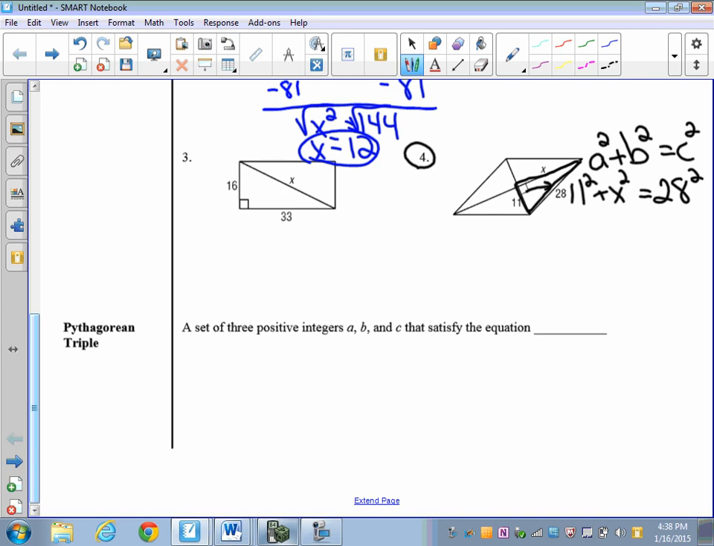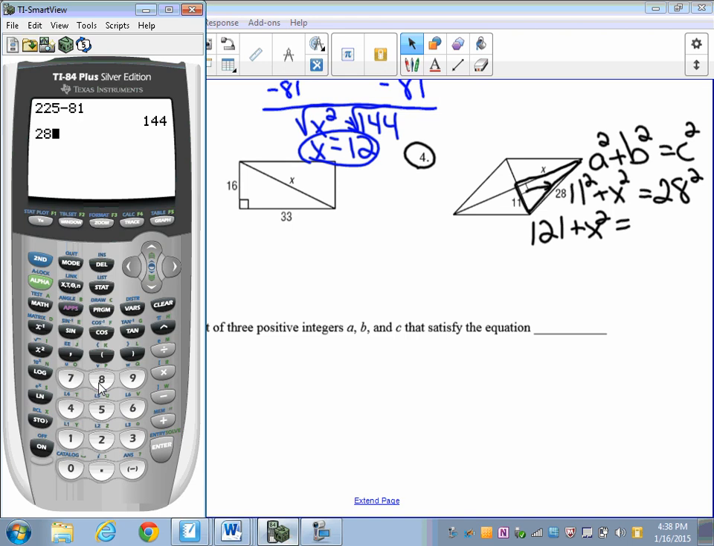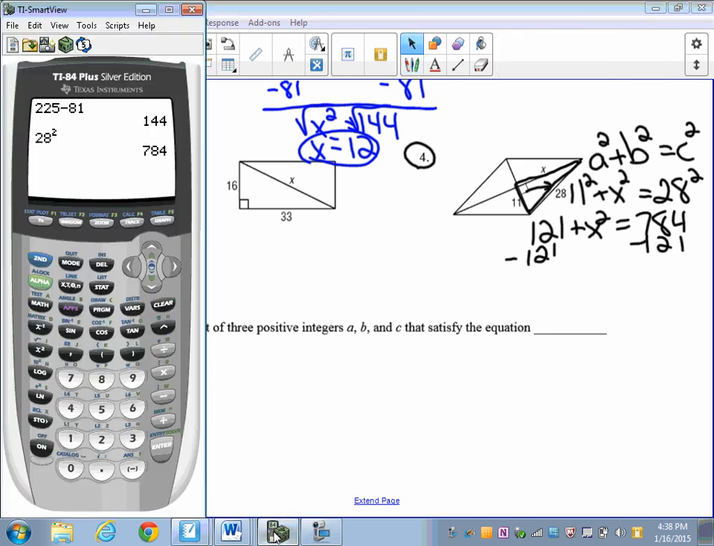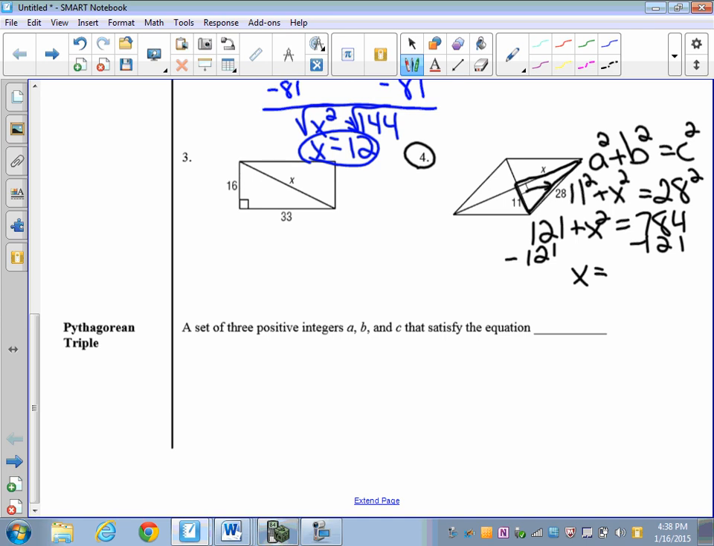So whenever I take the squares, I get 121 plus x squared. And we have 28 squared. Remember, it's that button that's right here. That equals 784. We subtract 121 from each side. We get 663. To get rid of the square, we take the square root.